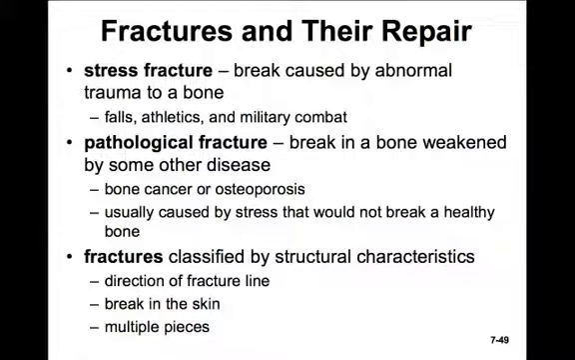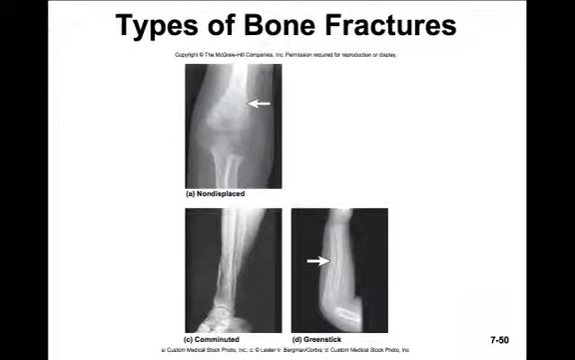Fractures are classified by structural characteristics, either the direction of the fracture line, whether it breaks the skin or not, and how many pieces the bone ends up being in. Here's a non-displaced fracture. We can just see a fracture in the bottom of the femur bone, it looks like. A green stick fracture is just like that. When you break a green stick, it's sort of twisty. And comminuted is when the bone is broken into 3 or more pieces.